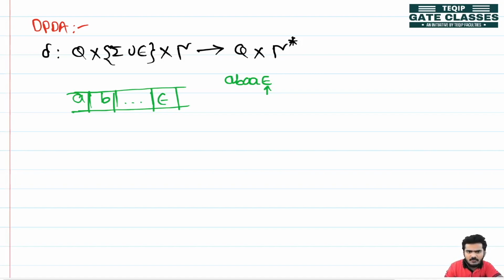Finally I am using epsilon, and I have finite automata, finite automata with some memory. This is the memory, and this is the stack, and this is the bottom of the stack. Now I will discuss this. Suppose I am in particular state q. So finite automata I have designed and I am in particular state q.